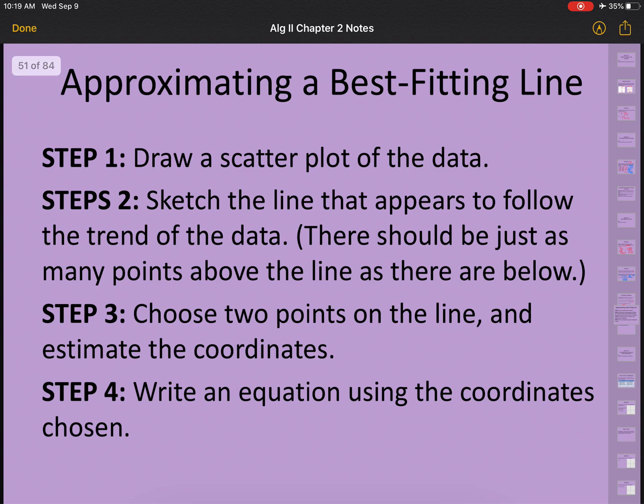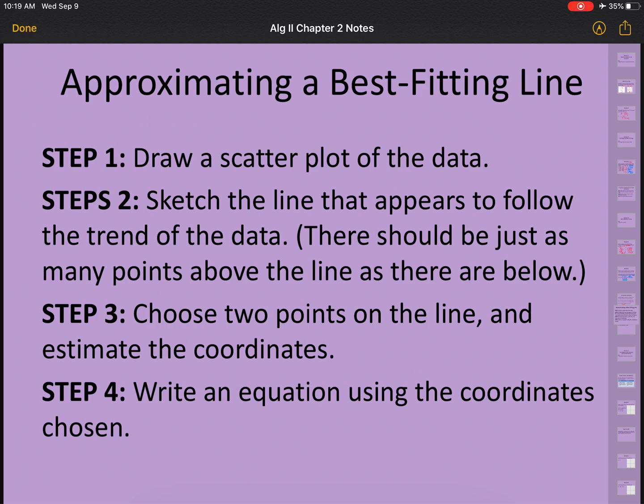So if I try to approximate a best fitting line or try to draw one, first thing I'm going to do is make sure I have my scatter plot drawn on a grid or on a coordinate graph. Okay. Then I'm going to sketch the line that appears to follow the trend, so either positively or negatively. And there should be just as many points above the line as there are below my line. Okay, so that's important to do when you try to make a best fitting line. Step 3 says, okay, choose 2 points on the line and then estimate the coordinates or find their slope.